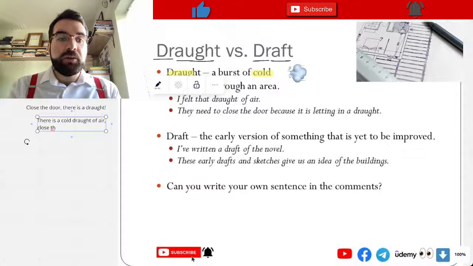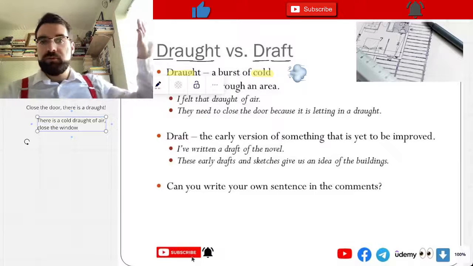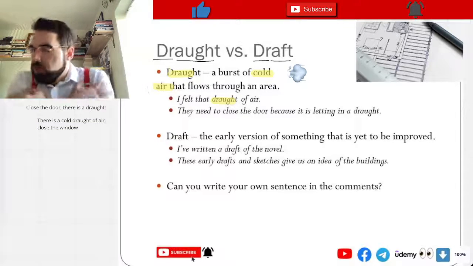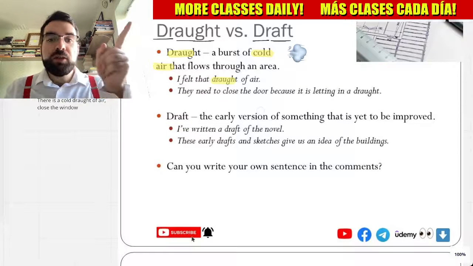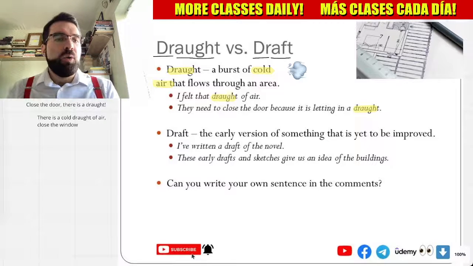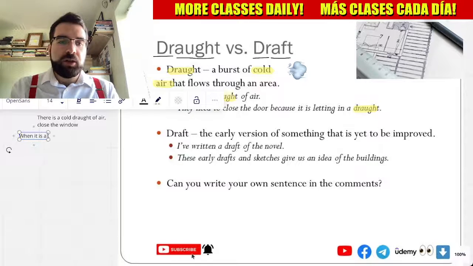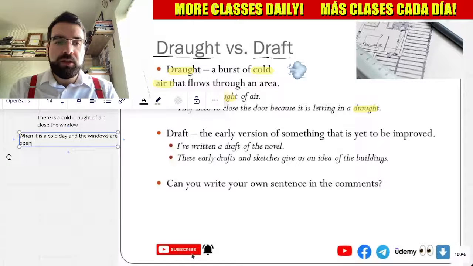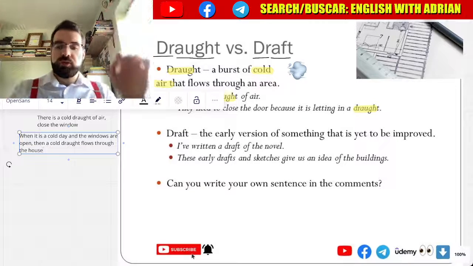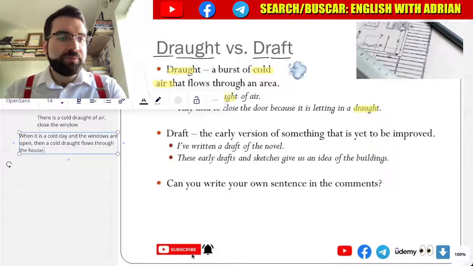Close the window. Yeah. I felt that draft of air. Oh, I felt it. They need to close the door because it's letting in a draft. Yeah. When it is a cold day and the windows are open, then a cold draft flows through the house. Yes. How cool is that?